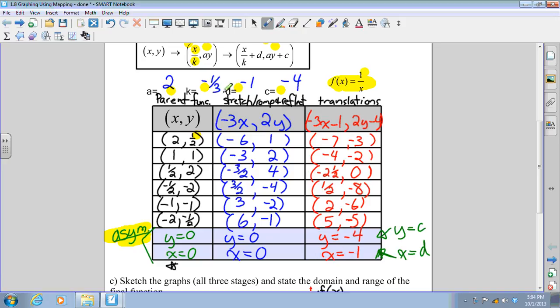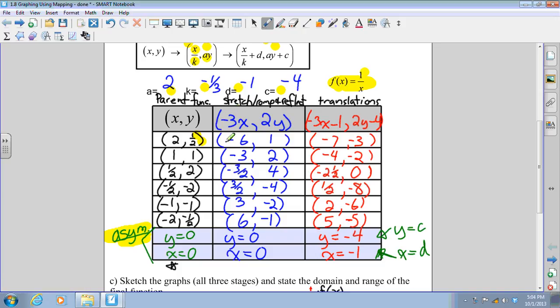Okay? Then we do the y component, which is a times y. So a in this case is 2, so it's going to be 2 times y. So from your first ordered pair here, guys, you're going to take the first value, which is 2, and you're then going to times it by -3. So 2 becomes -6. And you do it all the way down there. 1 becomes -3. A half becomes -3 over 2.